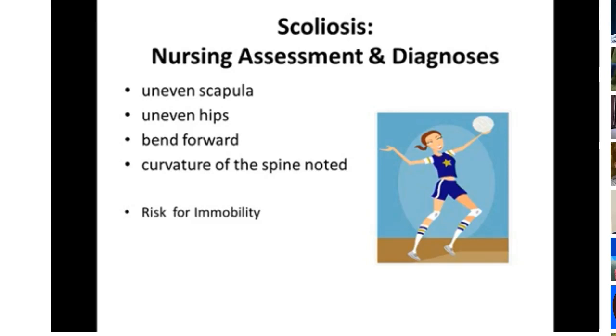The nurse should be aware of such findings as uneven shoulder height, uneven scapulae and back, and uneven hips when facing the child. Another indication that scoliosis may be present is observing the child when they are facing away from you and bent over at the waist. In this position, you may see an asymmetry of the back, which can be described as a hump on one side. This occurs with curving of the spine. So these children are at risk for immobility.